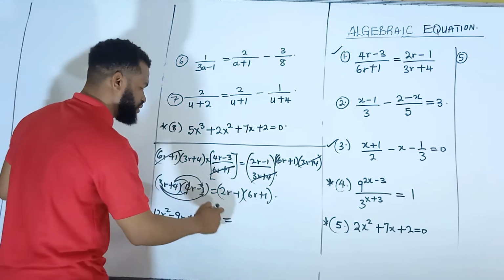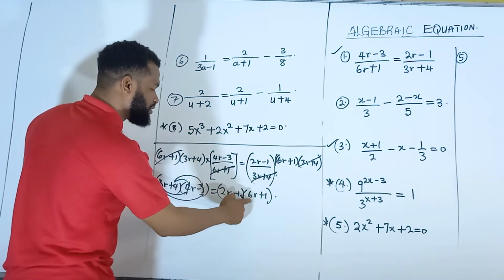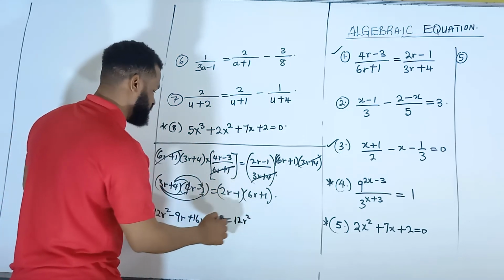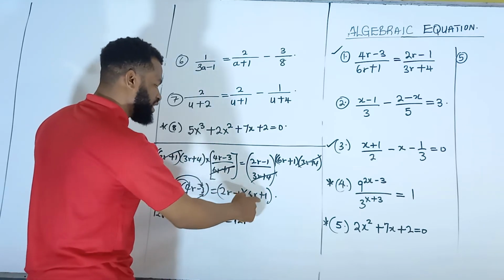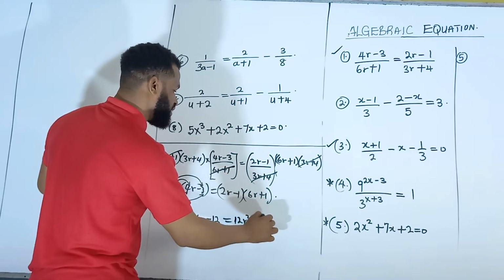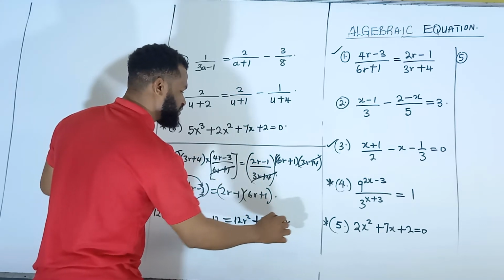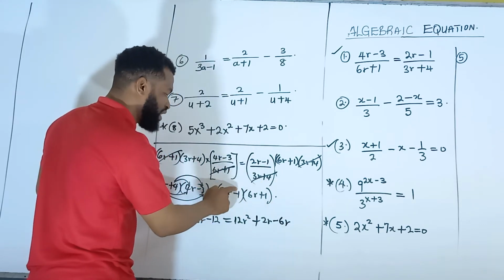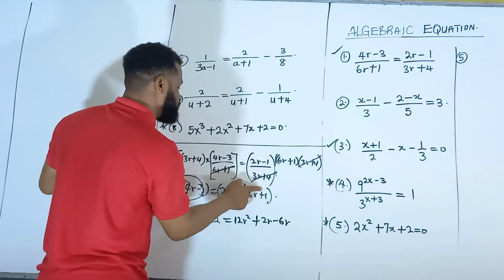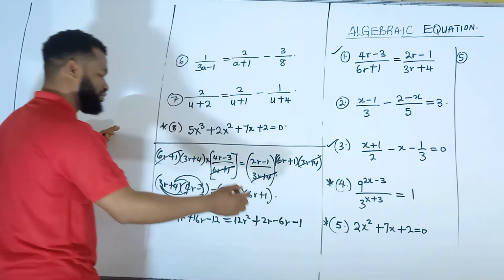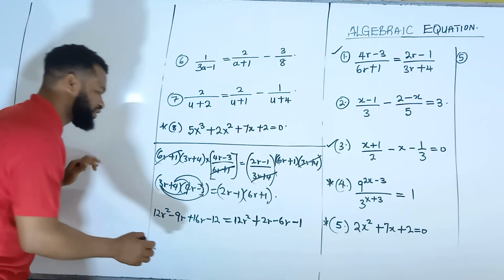So this is equal to, I'm doing the same thing. 2r times 6r is 12r squared. 2r times 1 is going to be 2r. So minus 1 times 6r is going to be minus 6r. And minus 1 times plus 1 is going to be minus 1. So I'm done there.